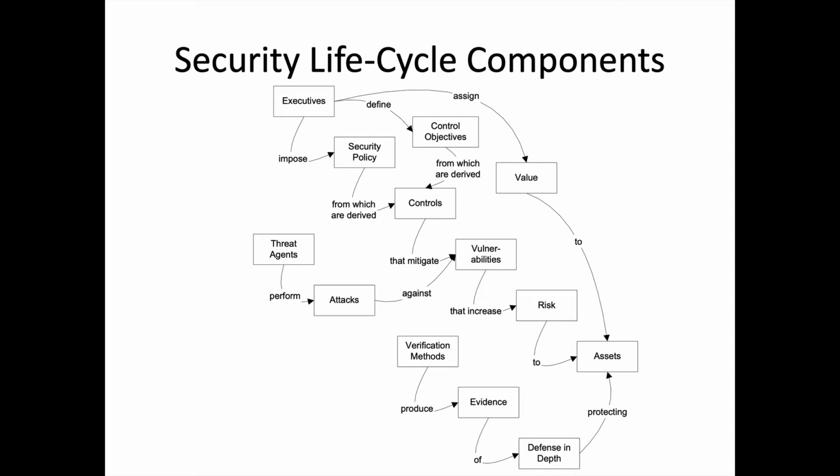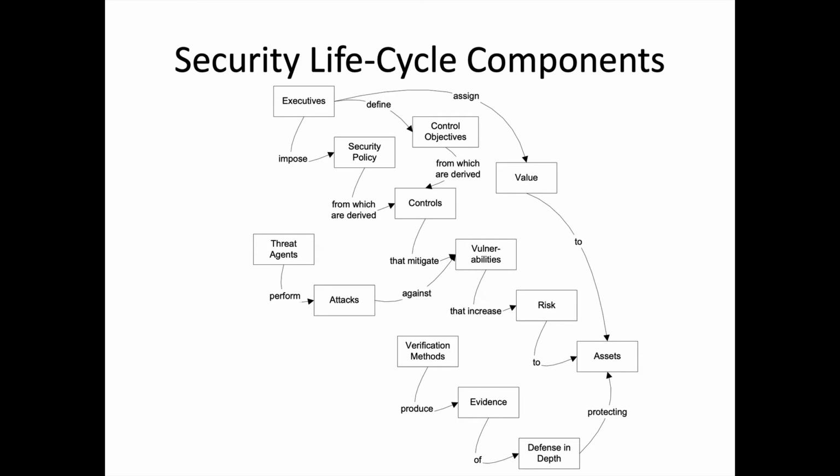All right, so you can see this life cycle. Executives impose a policy from which you get controls. They define control objectives. So a control objective is, I don't want any viruses. A control is, I run antivirus software. And they assign value to assets. You can see that. We'll talk about asset valuation. We'll talk about controls and control objectives as the class goes by, and we'll mention security policy, and we don't do a whole lot in threats and vulnerabilities on security policy.